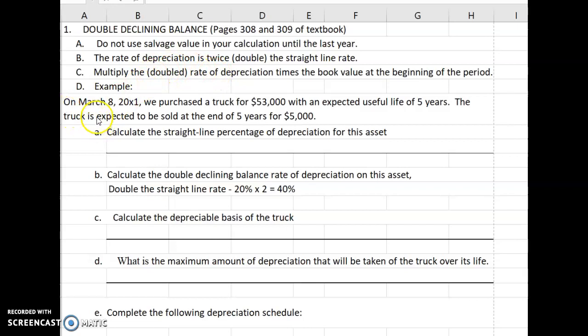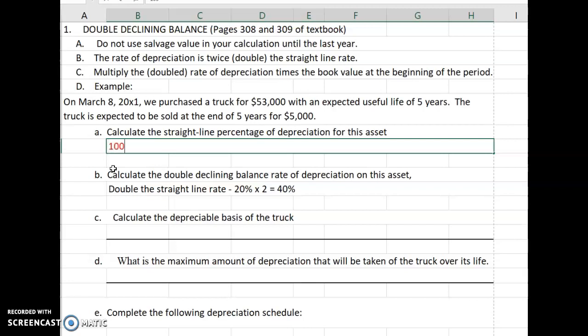On March 8th, 20X1, we purchased a truck for $53,000 with an expected useful life of 5 years. The truck is expected to be sold at the end of 5 years for $5,000. Let's calculate the straight line percentage of depreciation for this asset. Well, over 5 years, we want to take 100% of all the depreciation allowed.